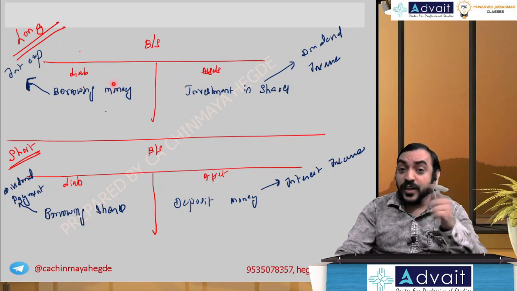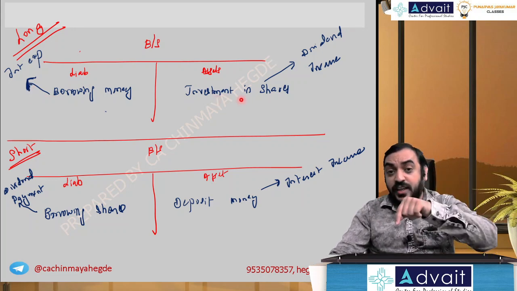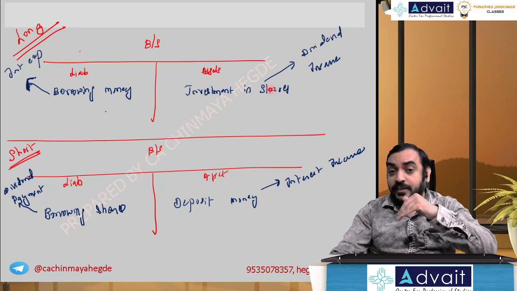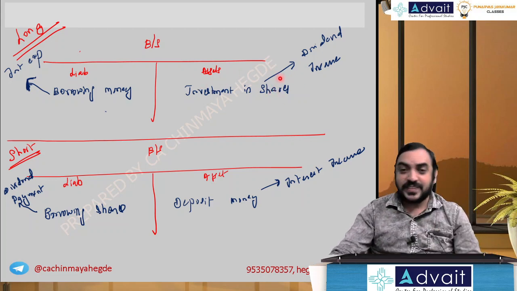Now I have borrowing in money, so that is my interest expense. I have investment in shares. For shares, you will have dividend. Because you have assets, it is dividend income. I hope it makes sense.